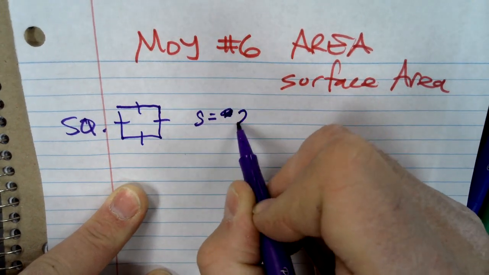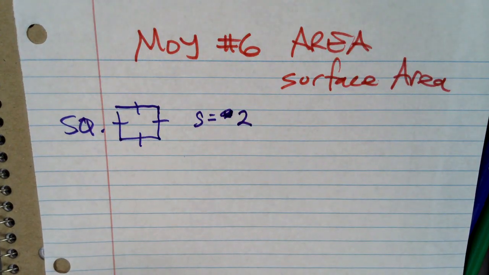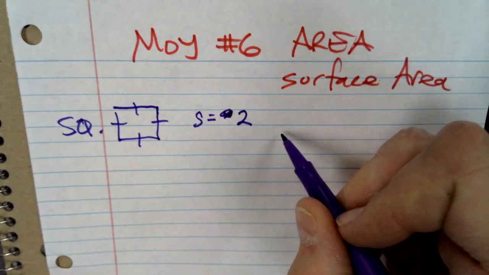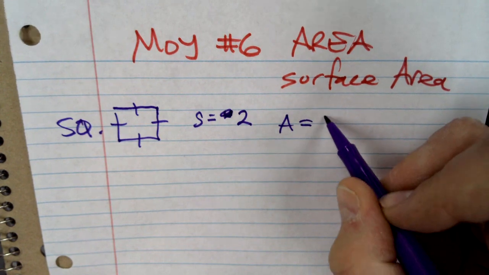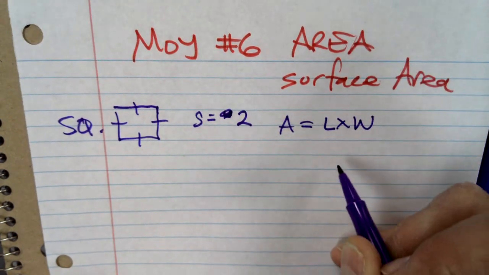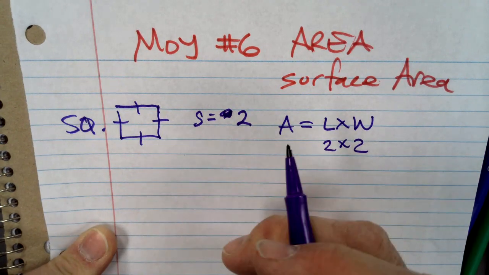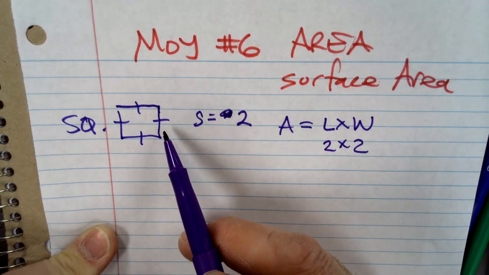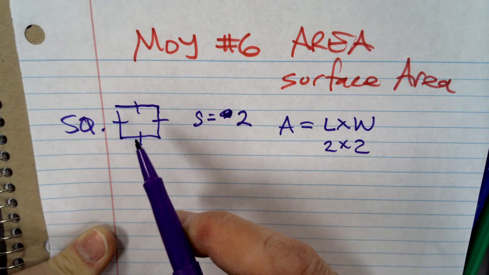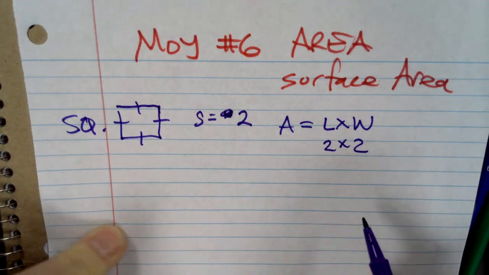let's make it a little easier. Let's make it 2, okay? Then the area of a square equals length times width. So it'll be 2 times 2. If it's 2 feet, and some people are like, but you only give me one side, but every side's the same. So the length times the width is 2 times 2.